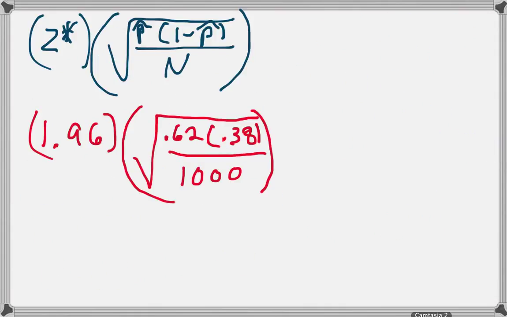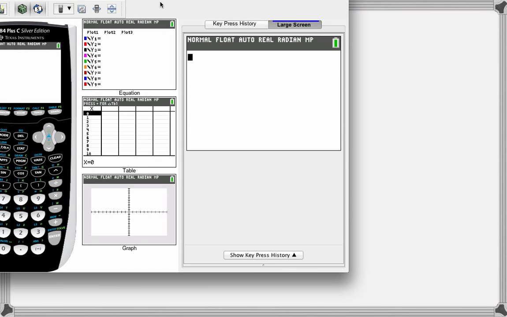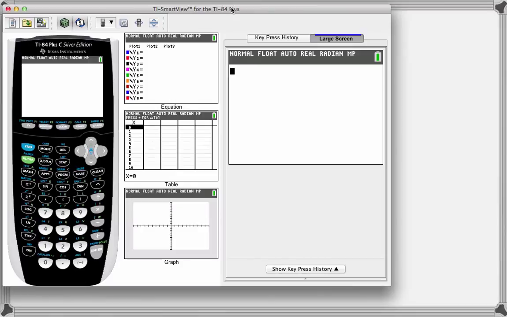Now, right here is the biggest problem for most people. When you plug it into the calculator, do order of operations. Let me scoot this down a little bit here. Okay, there's my calculator. I'm going to go ahead and punch in 0.62. I'll go ahead and times that by 0.38. All right, looks good. Hit enter.